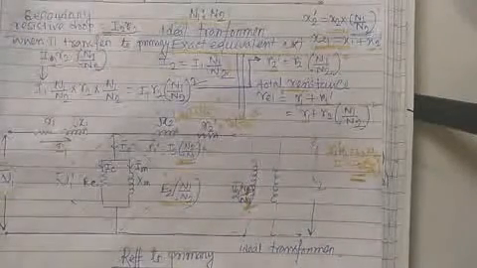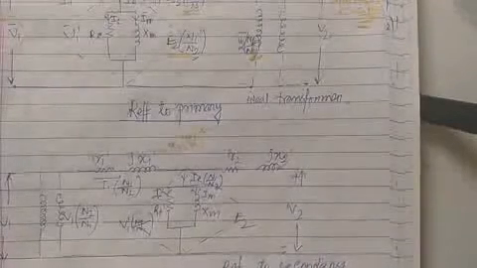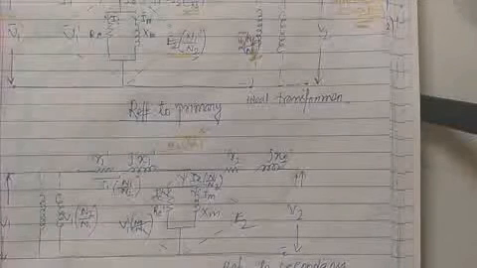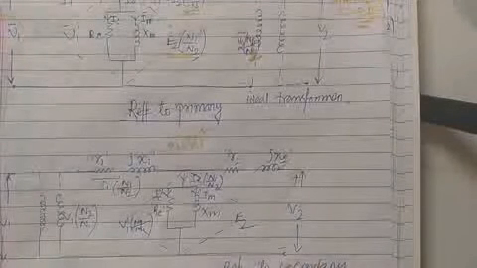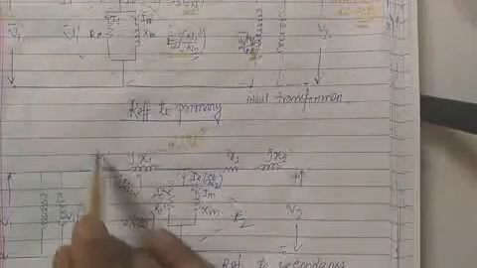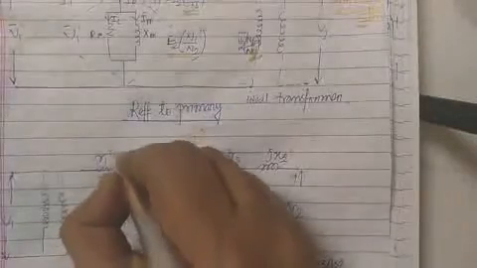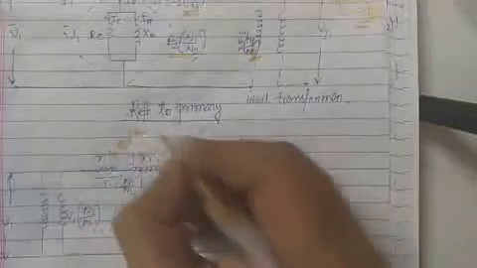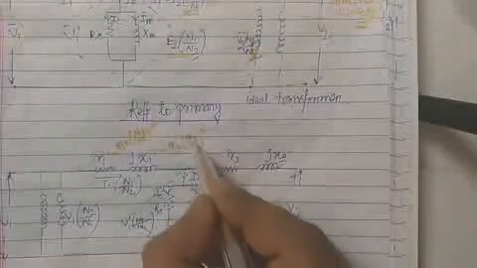Now when this equivalent circuit is referred to the secondary, all the primary quantities are transferred to the secondary. At that time we multiply by N2 by N1 square into resistance or reactance. So look at the picture very carefully. This is the primary side resistance, R1. If we transfer it to the secondary side, it should be multiplied by N2 by N1 whole square. Similarly, when X1 is transferred to the secondary side, X1 must be multiplied by N2 by N1 whole square.